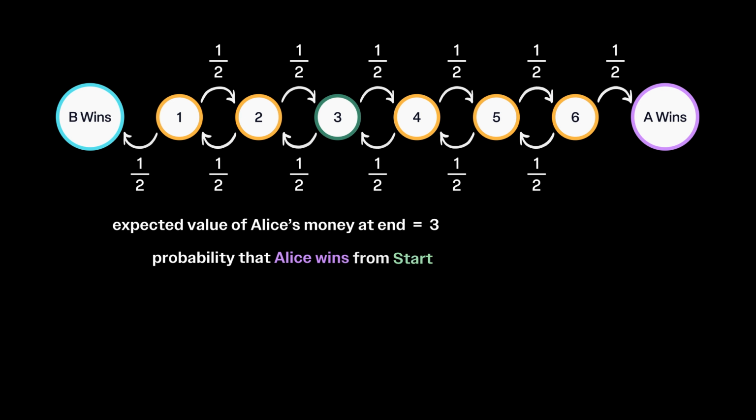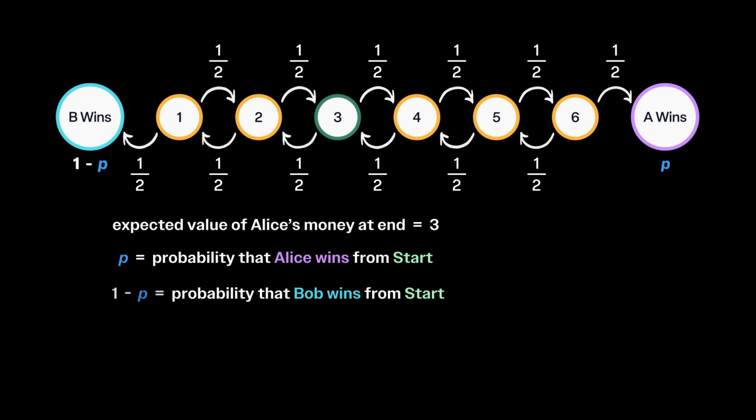We're interested in the probability that Alice wins from the start. This time call it P. We'll place P under the Alice wins state to emphasize where we stop. The other end state is Bob wins, which happens with probability 1 minus P.